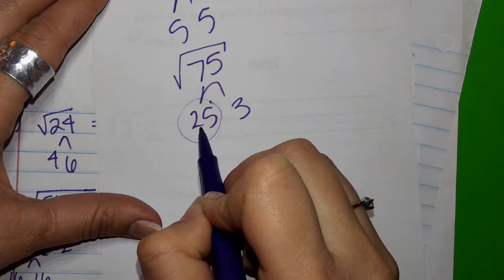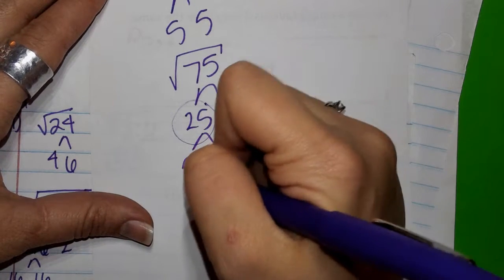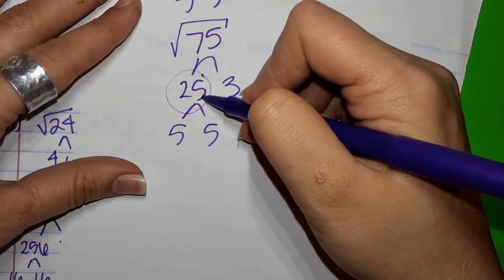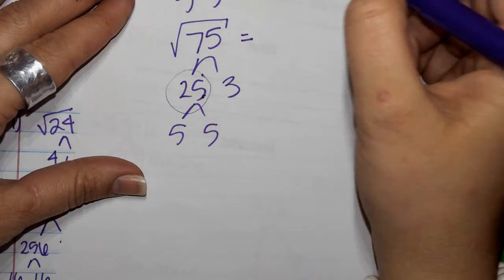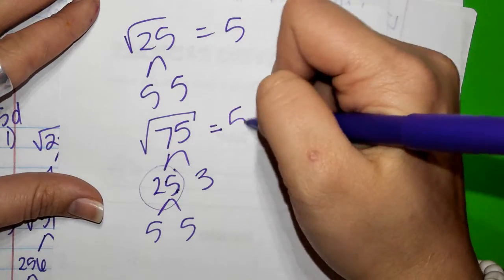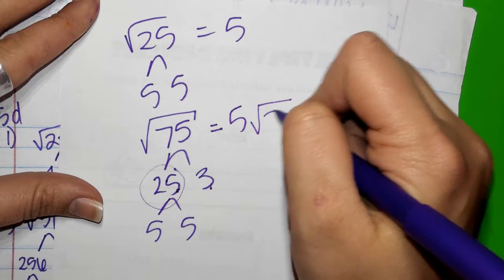What does this break down into? 5 times 5, right? So what's the square root of 25? You just told me. What's the square root of 25? What's left down here? It stays under the radical.